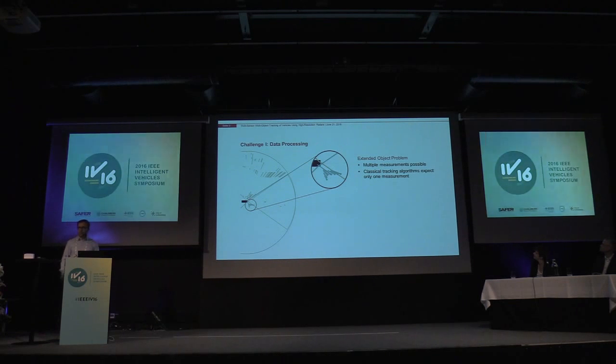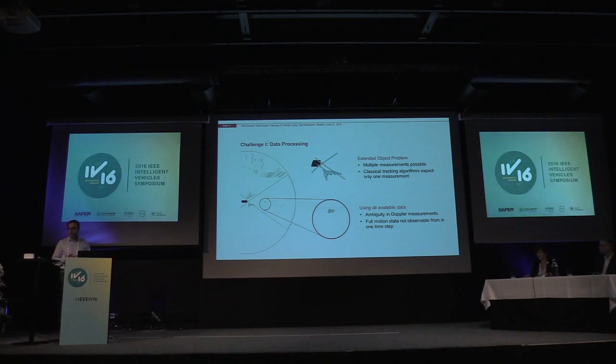The problem is that classical tracking algorithms, like the Kalman filter, for example, are not designed to work with such data. They just expect one measurement per time step. Now here we have multiple measurements. There's another thing that we have to consider. If we want to use all available data, including the Doppler measurements, we're facing some ambiguity.